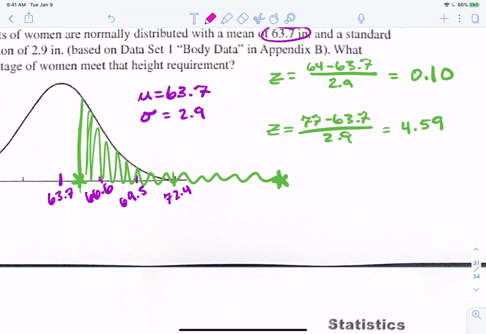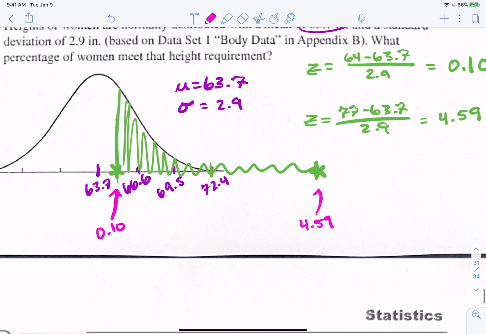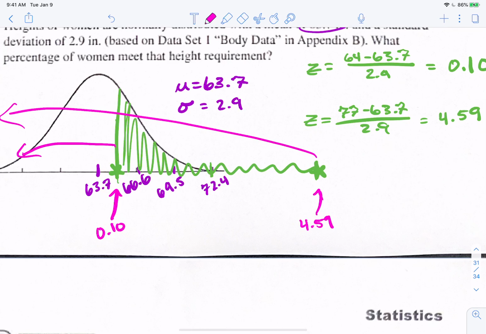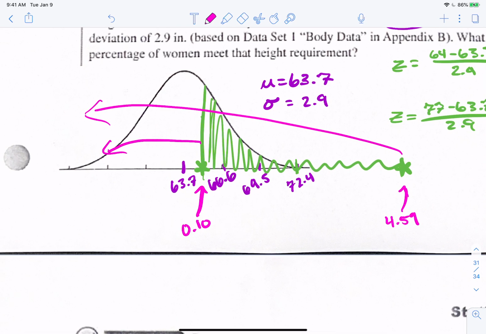So I have a z-score. The z-score here is 0.10. The z-score here is 4.59. Okay? I want to look those up in the chart. They're both positive, and that's going to find me from here on back and from here on back. And I want to subtract those guys, right? Percentage from there on back. Okay, so we'll get to that.